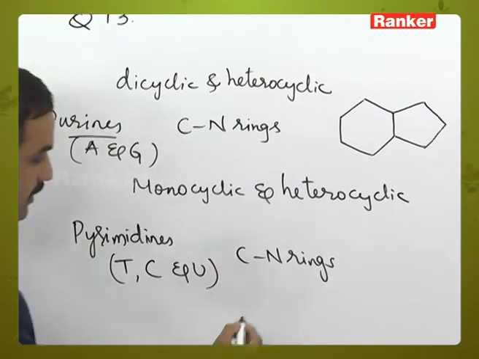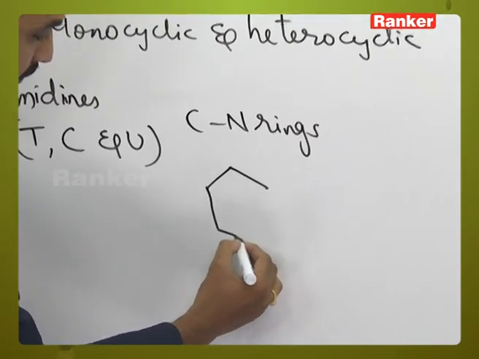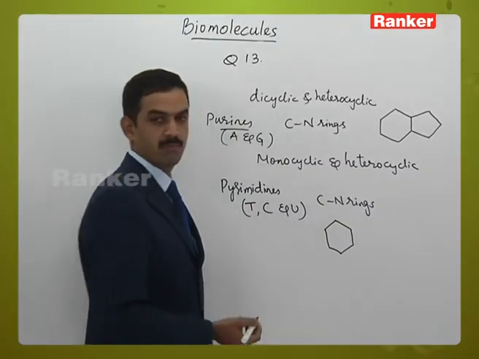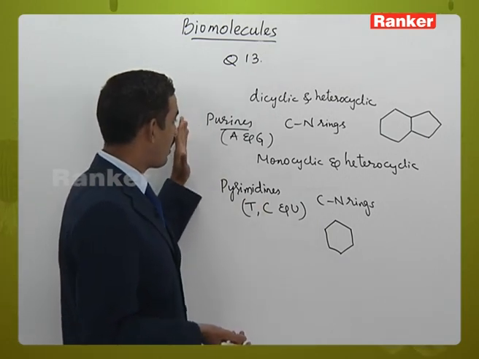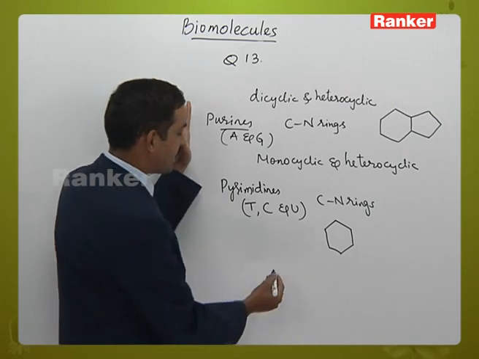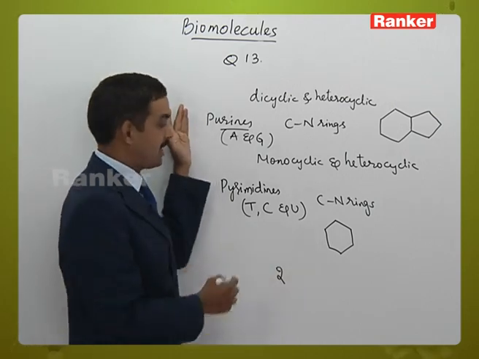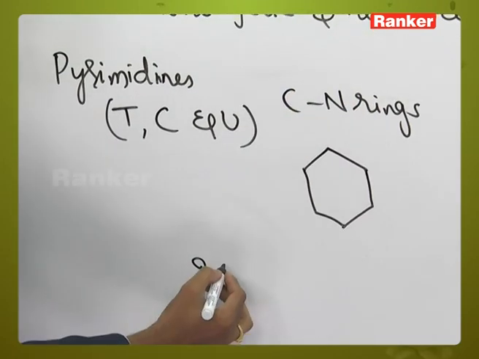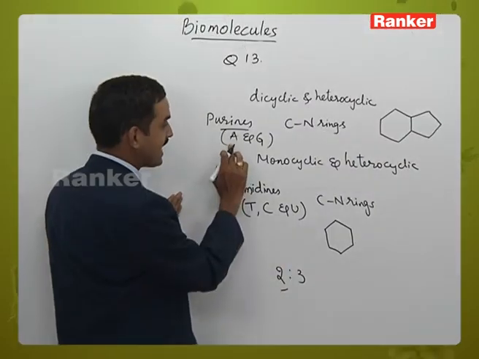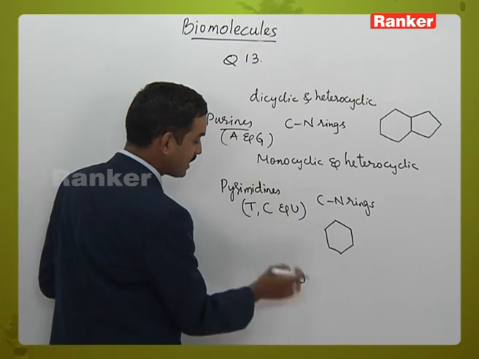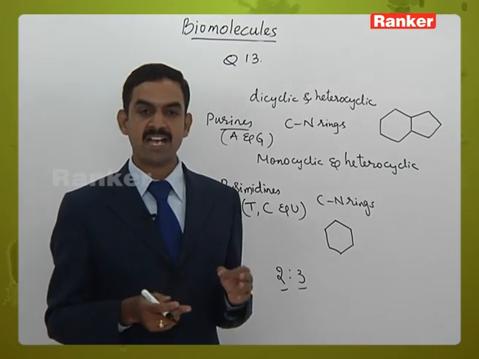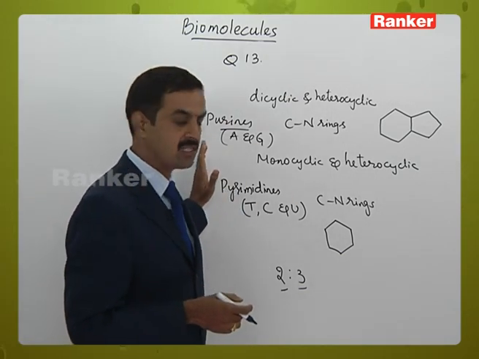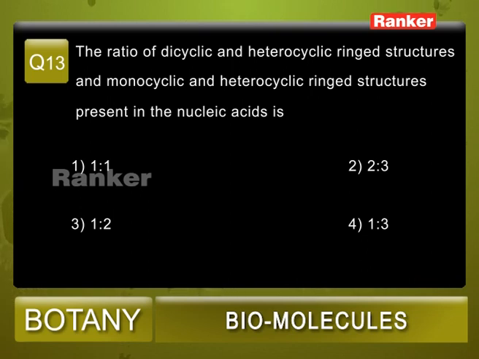So heterocyclic. The basic structure appears to be like this. Here, how many are dicyclic and heterocyclic? That is 2. And how many are monocyclic and heterocyclic? That is 3. What does this 2 represent? Adenine and guanine. What does the 3 represent? Thymine, cytosine and also uracil. So the ratio of dicyclic heterocyclic ringed structures and monocyclic heterocyclic ringed structures in the nucleic acids is 2:3.